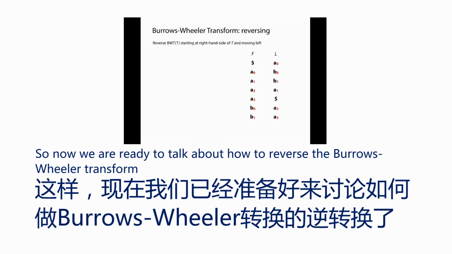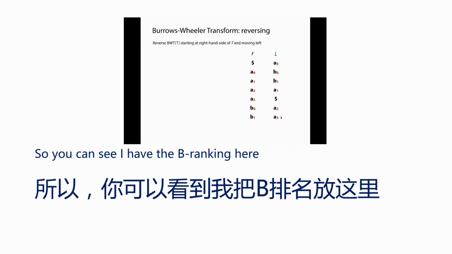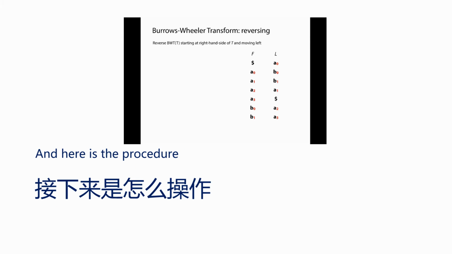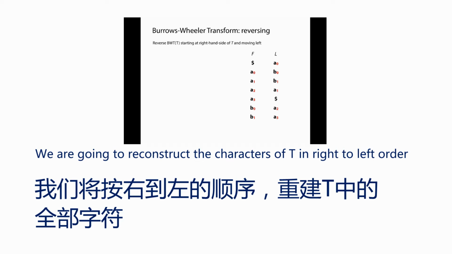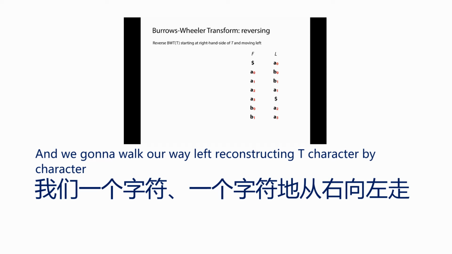So now we're ready to talk about how to reverse the Burrows-Wheeler transform. We're going to use the B ranking again. So you can see I have the B ranking here. I'm showing you the last column, L, and I'm showing you the first column, F. And here's the procedure. We're going to reconstruct the characters of T in right to left order. So we're going to start all the way at the end where the $ is, and then we're going to work our way left, reconstructing T character by character.